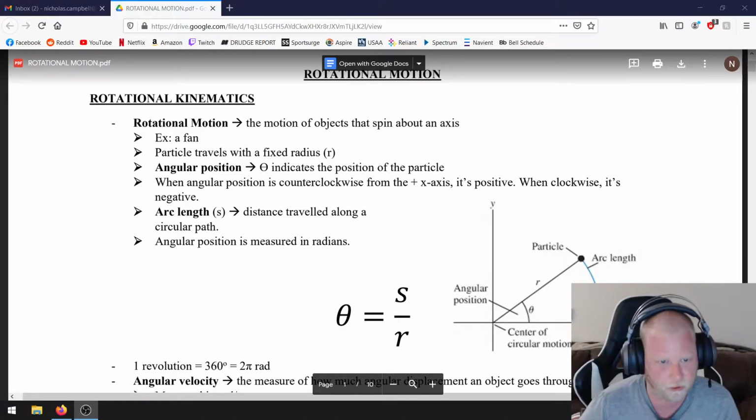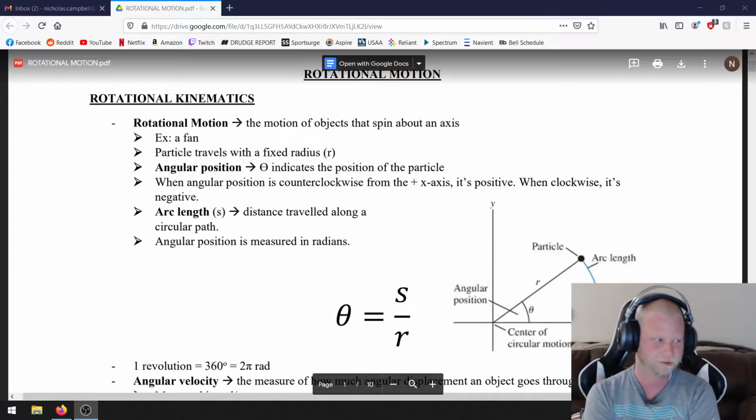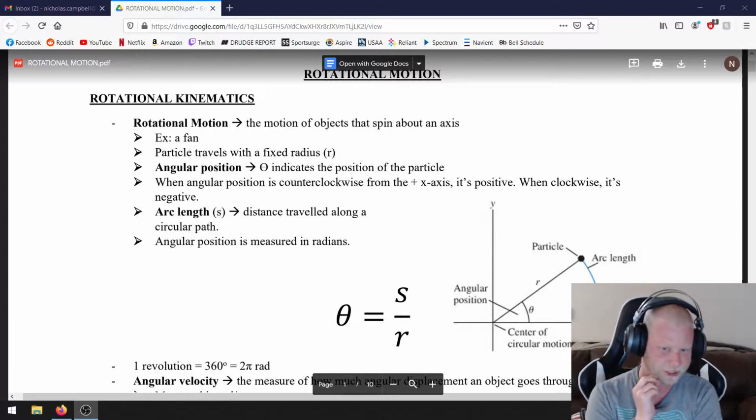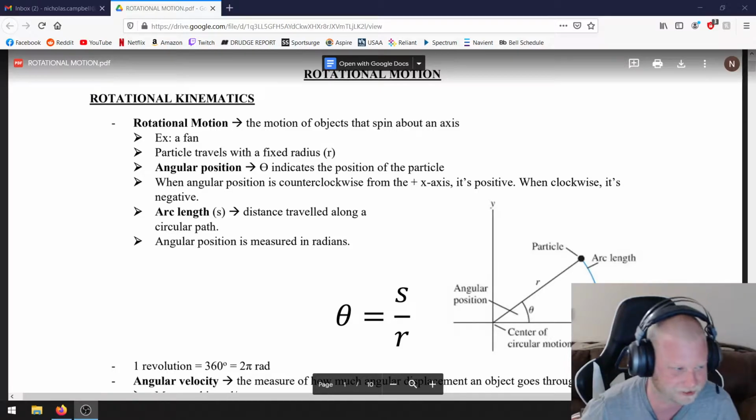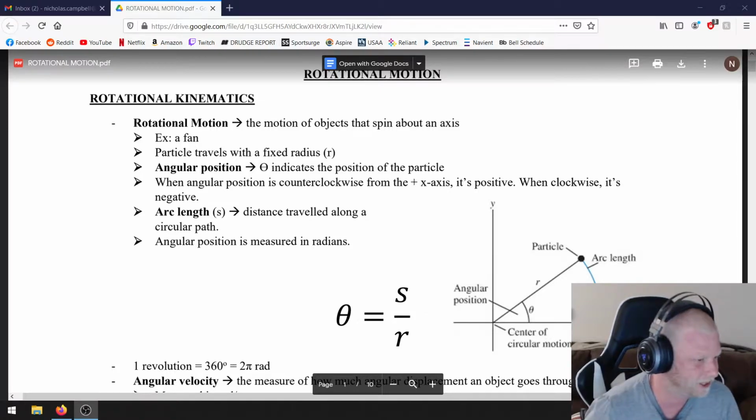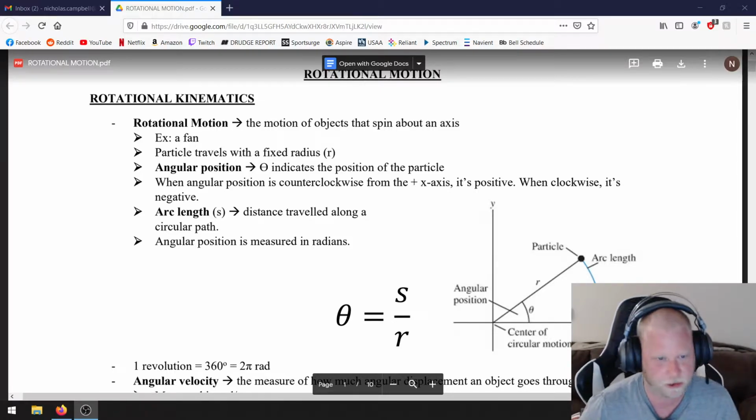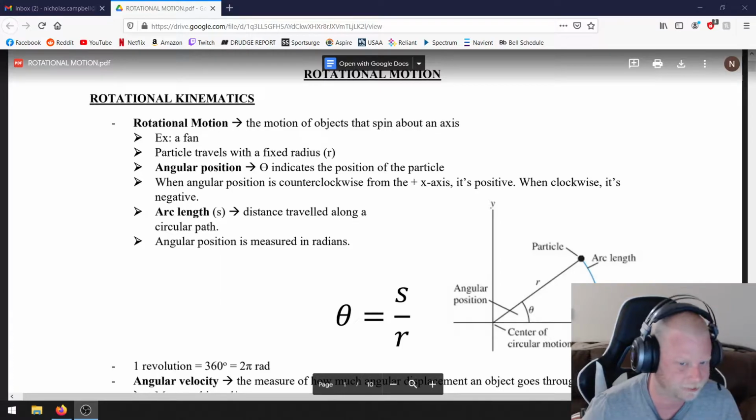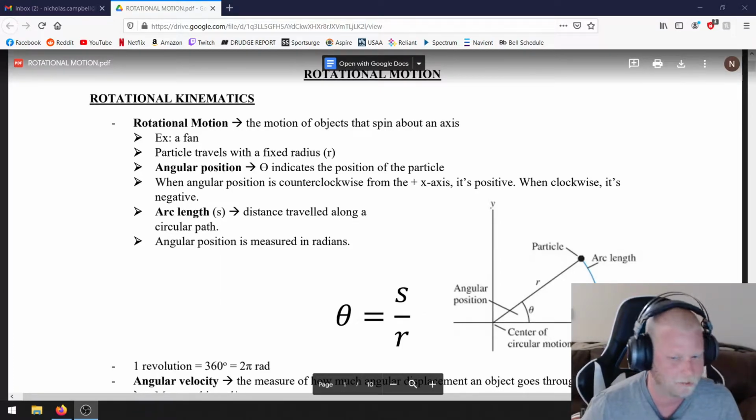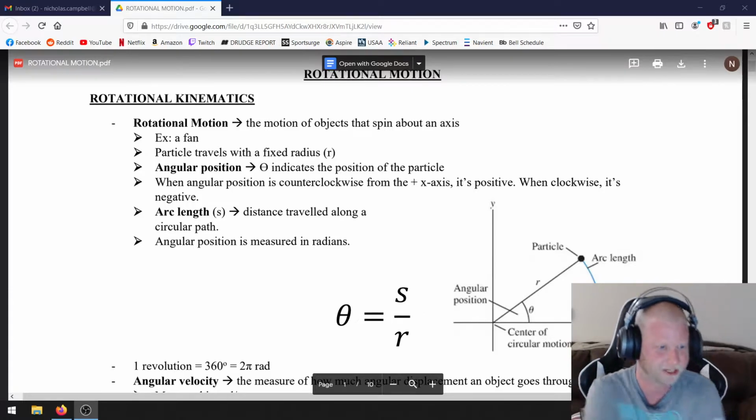Now, with linear kinematics, what we cared about was displacement in meters, right? X. But when we're talking about rotational kinematics, we don't care about some linear distance. Rather, we care about the amount of angle that the object sweeps through. So theta is going to represent the angular displacement of the particle, and theta is going to be measured in radians.